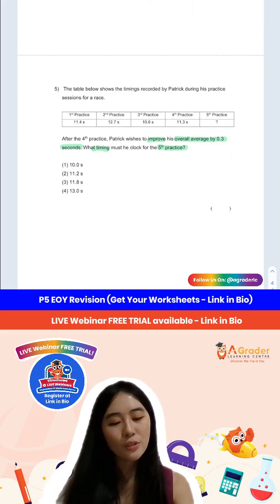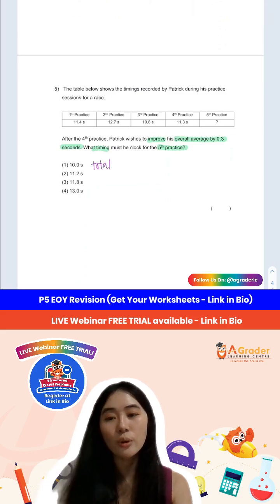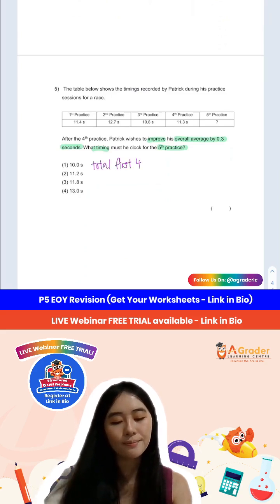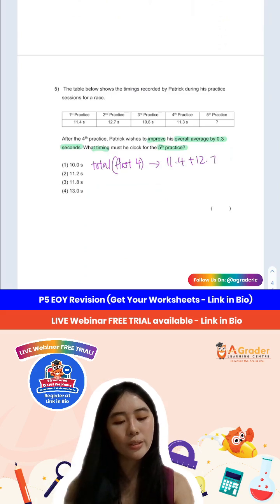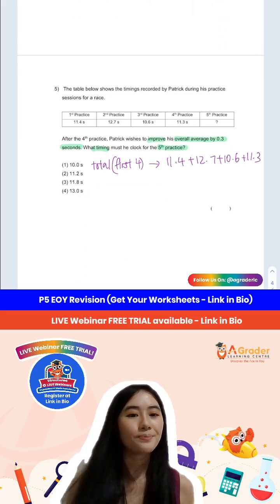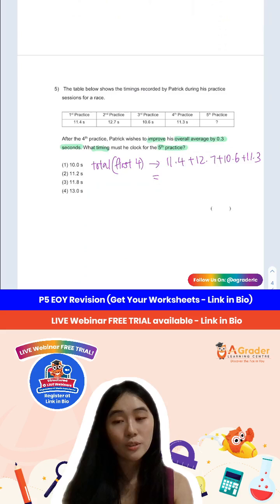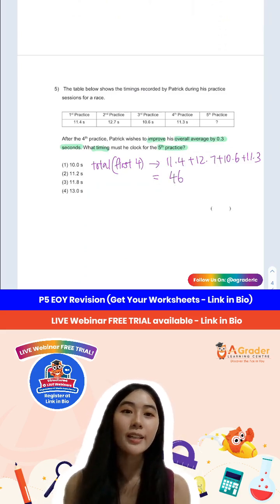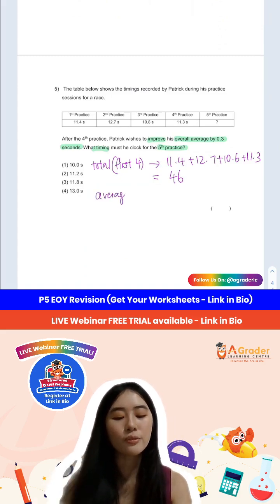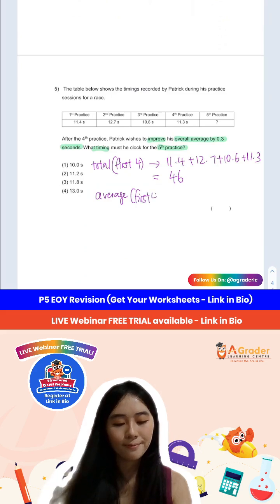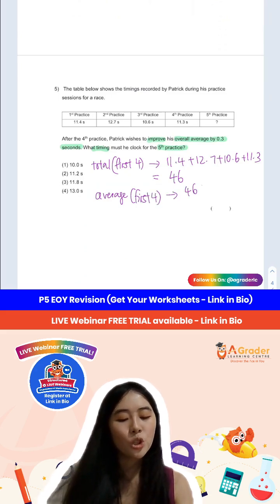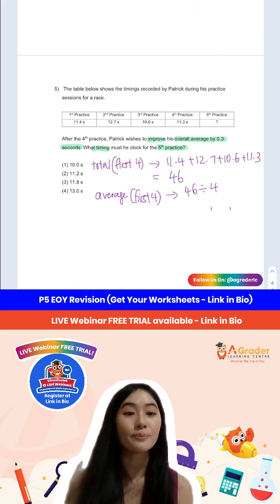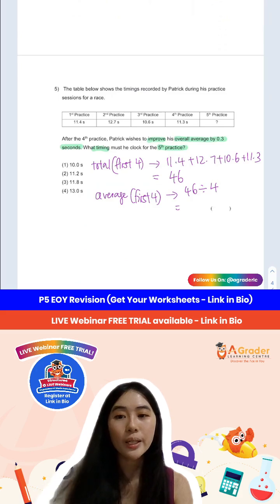Okay, so let's find the total first. The total for the first 4 races. So you're going to take 11.4 plus 12.7 plus 10.6 plus 11.3. Okay, so add it all together first. Your total should be 46 seconds. Then after that, you can find the average. Average of the first 4. So you will use the total divide by 4. Your average should be 11.5.